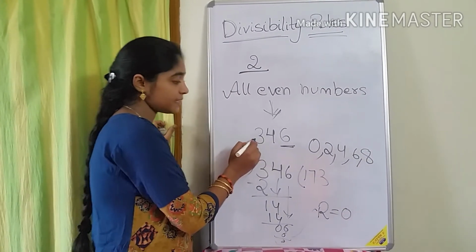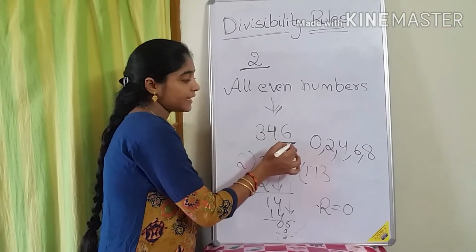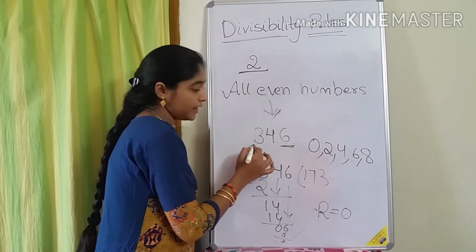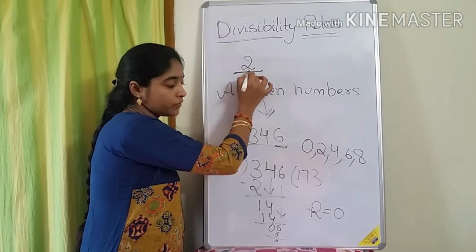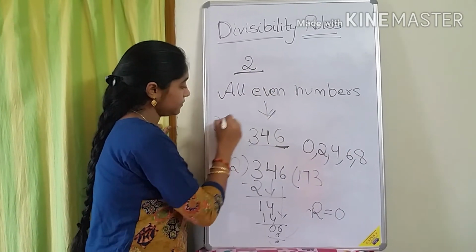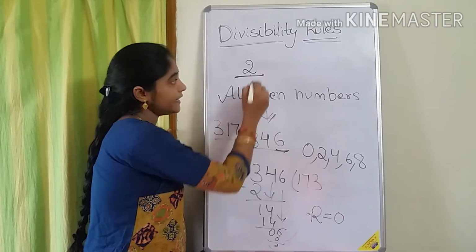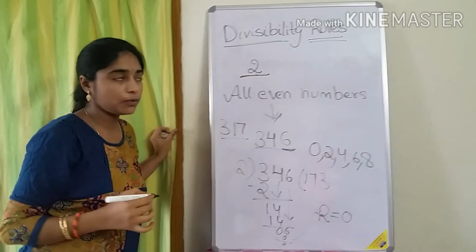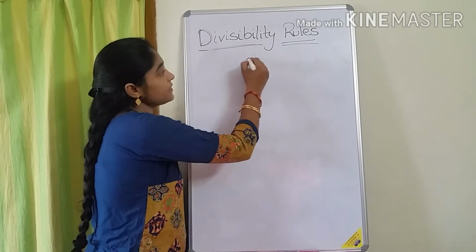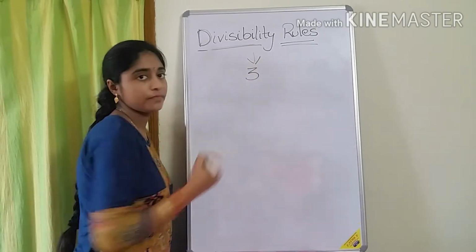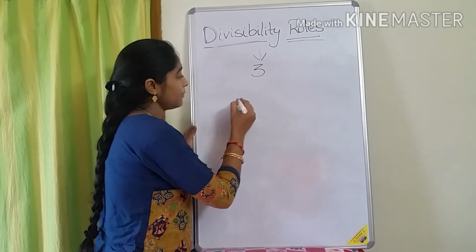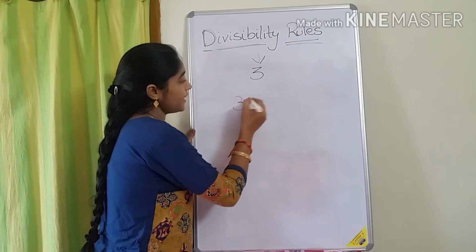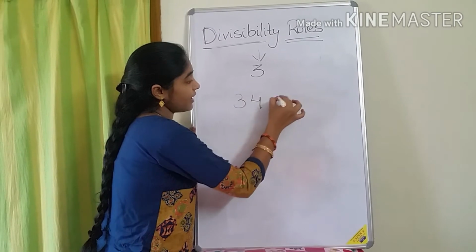If a number is given, first we have to check whether the given number is an even number or odd number. If it is an even number, then it is divisible by 2. If it is an odd number, then it won't be divisible by 2. Clear? Next concept is divisibility rule of 3. What is the divisibility rule of 3? Let us check. Suppose we take the same number 346.